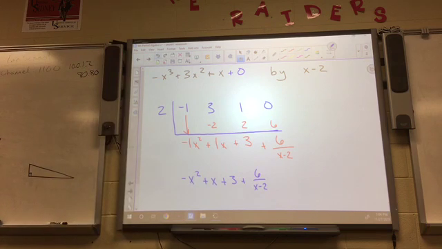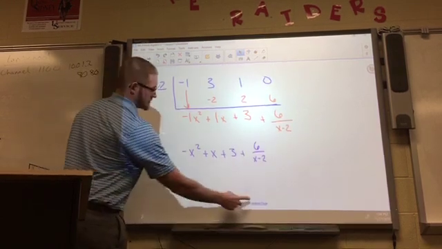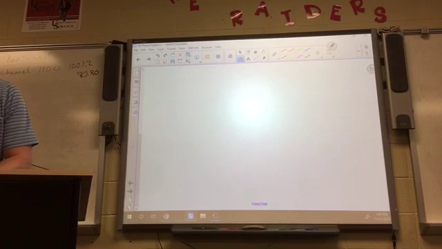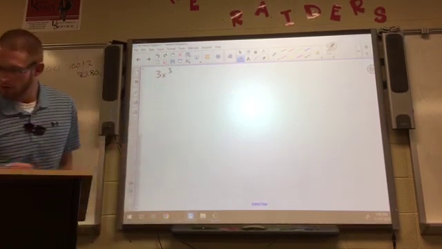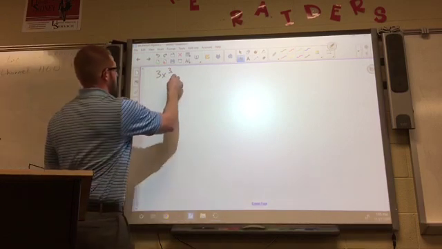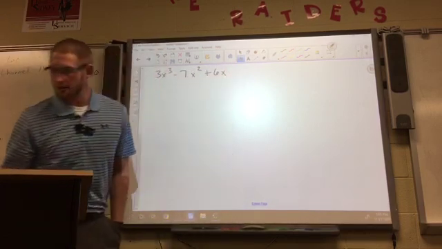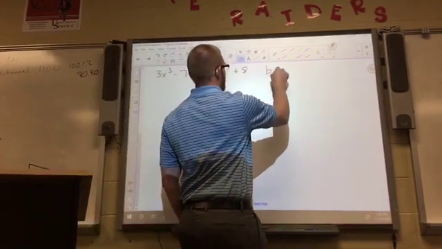Okay, all right, so let's do another one of these. Let's do 3x cubed. Like I said, once you get this pattern down, you're going to be able to do it very quickly. I have 3x cubed minus 7x squared plus 6x plus 8, and we want to divide it by x minus 1.